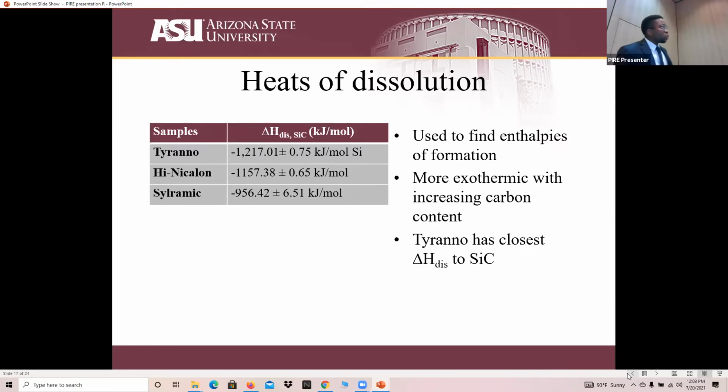So what we're observing here is that as the amount of carbon content in our PDC matrix increases, our dissolution enthalpy becomes more exothermic. And not surprisingly, Tirano has the dissolution enthalpy that's closest to that calculated for pure silicon carbide. I say that's not surprising because Tirano is mostly silicon carbide with some excess carbon.